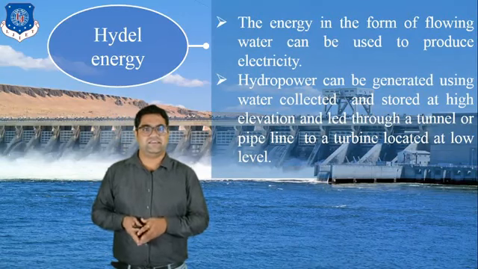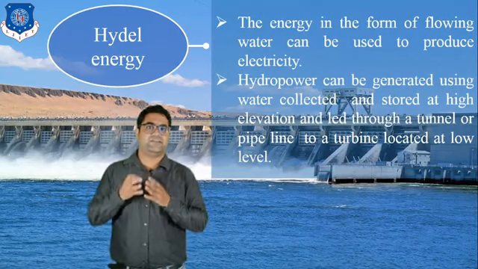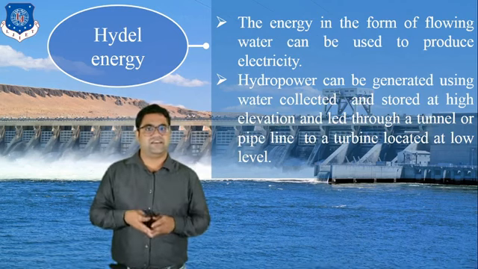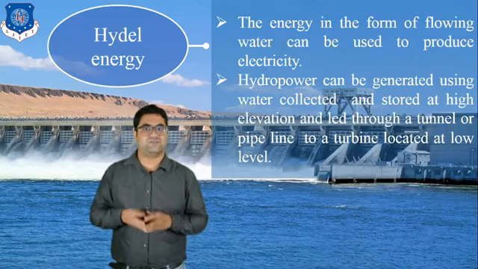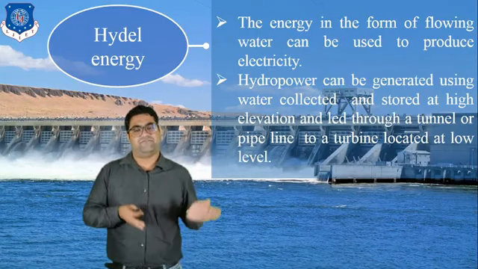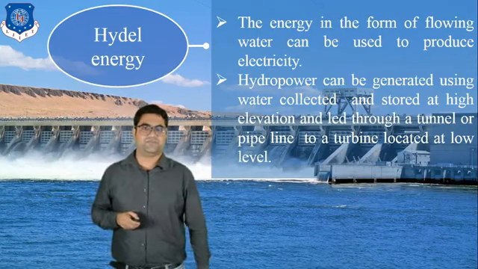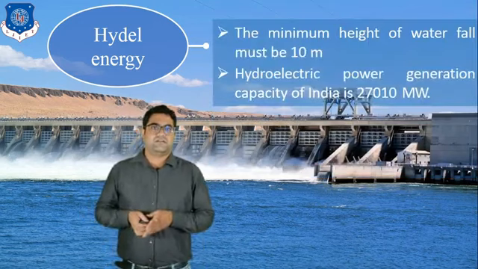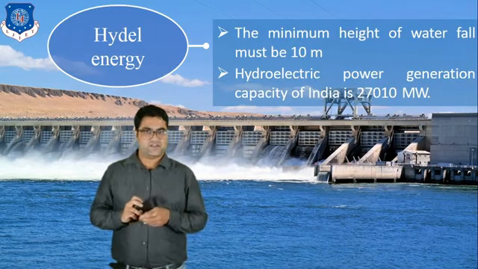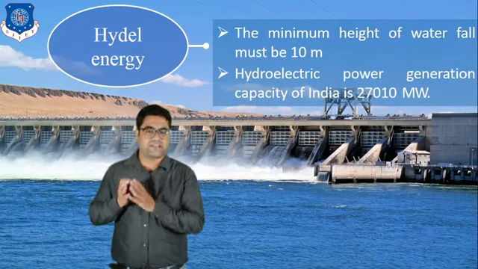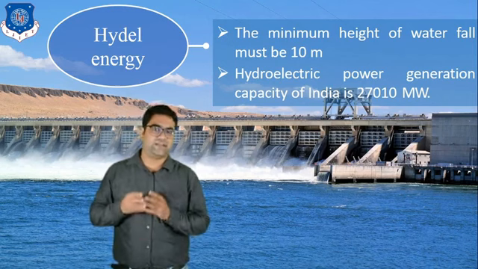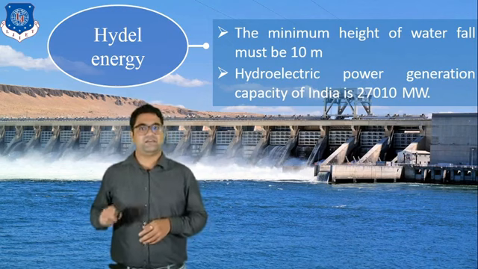So we can say that the energy in the form of flowing water can be used to produce electricity. The hydropower can be generated by using water collected and stored at a higher elevation, and then we use that water to rotate the turbine, and finally we can generate the electricity. The minimum height required to rotate the turbine is 10 meters, and the power generation capacity in India is 27,010 megawatt. This is the hydropower capacity of India.